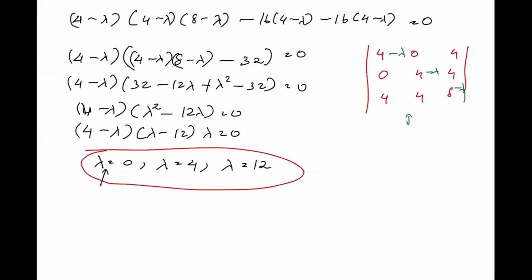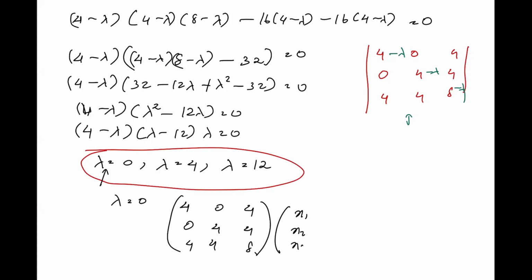So then you have to find out what my eigenvectors are. I will first use lambda equals 0, because it is easy. My equations then become 4 0 4, 0 4 4, 4 4 8. I just write my eigenvector as x1, x2, x3, which is equivalent to 0.